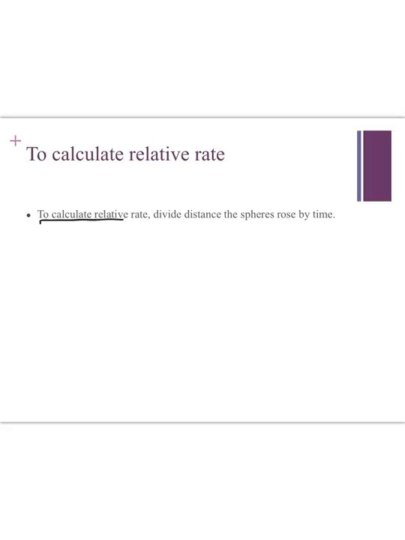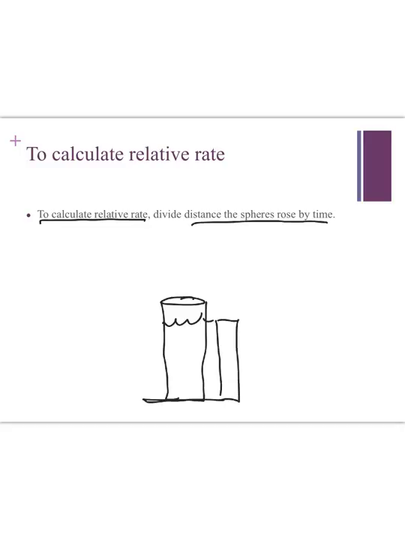You also want to calculate the relative rate. So you're going to divide the distance the spheres rose by the time it took them to rise. And so if you have your graduated cylinder, make sure that you have measured out with a ruler the distance that 50 milliliters is. And then have somebody record the time from the bottom, and that would be your rate.